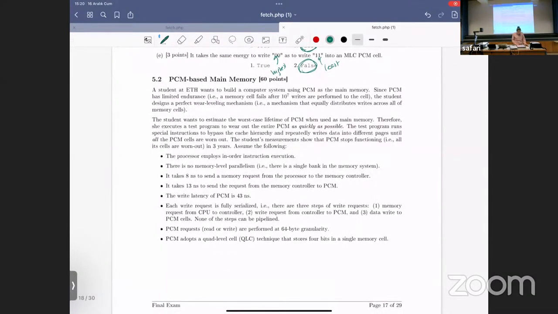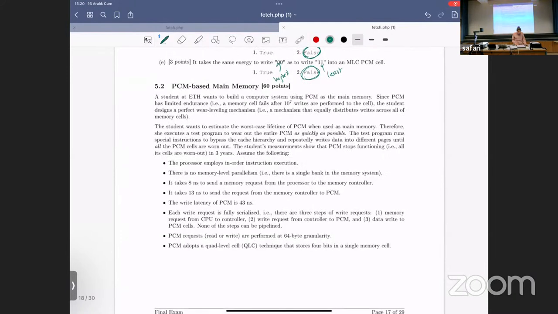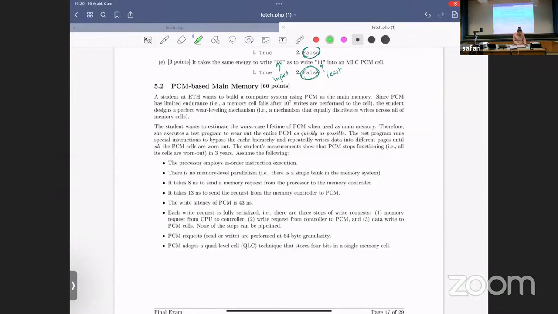So the second part is about computing some things. This is a long explanation that I will not go through all of, but there are some important numbers you should take from here. The first one is that we know the memory cell fails after 10 to the 7 writes, which is important to remember. And then it says it has a perfect wear leveling scheme so that writes are equally distributed. Our goal is to estimate the lifetime of PCM, right? So it says the student already estimated, and the lifetime is around 3 years.